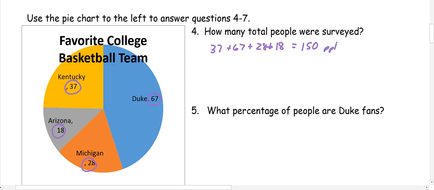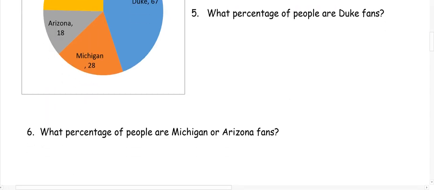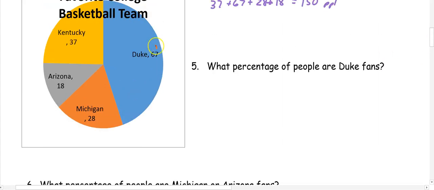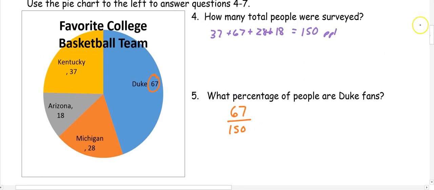So we want to know what percentage is Duke fans. This time, the x is always going to be over the 100. So what percentage is Duke fans? Well, we see that 67 people voted Duke. So we have 67 votes over the 150 total people that we found took the survey, equals x over 100, because we're looking for the percentage this time.